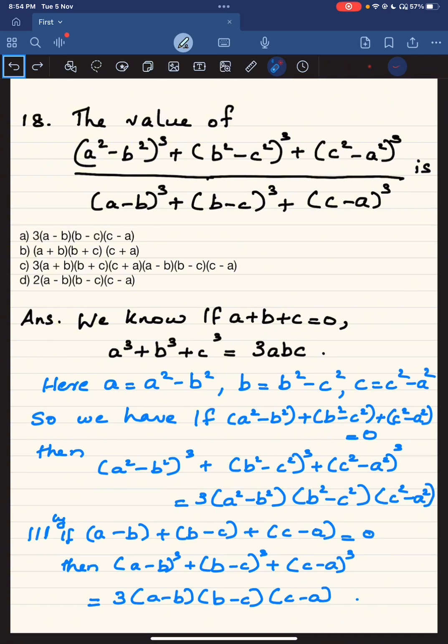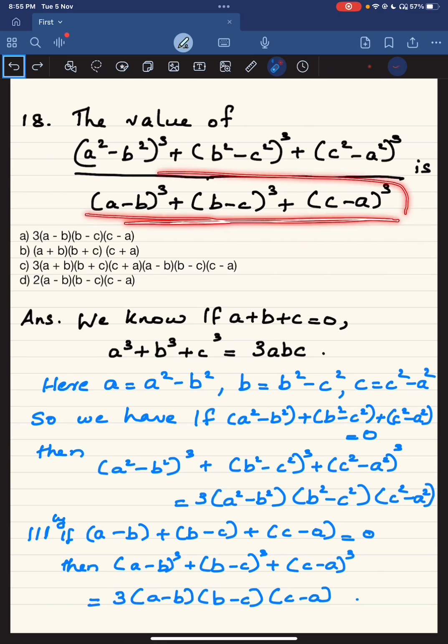Okay, so we got (a square minus b square) whole cube plus (b square minus c square) whole cube plus (c square minus a square) whole cube is equal to 3 into (a square minus b square) into (b square minus c square) into (c square minus a square). Like that, we have to find (a minus b) whole cube plus (b minus c) whole cube plus (c minus a) whole cube also.